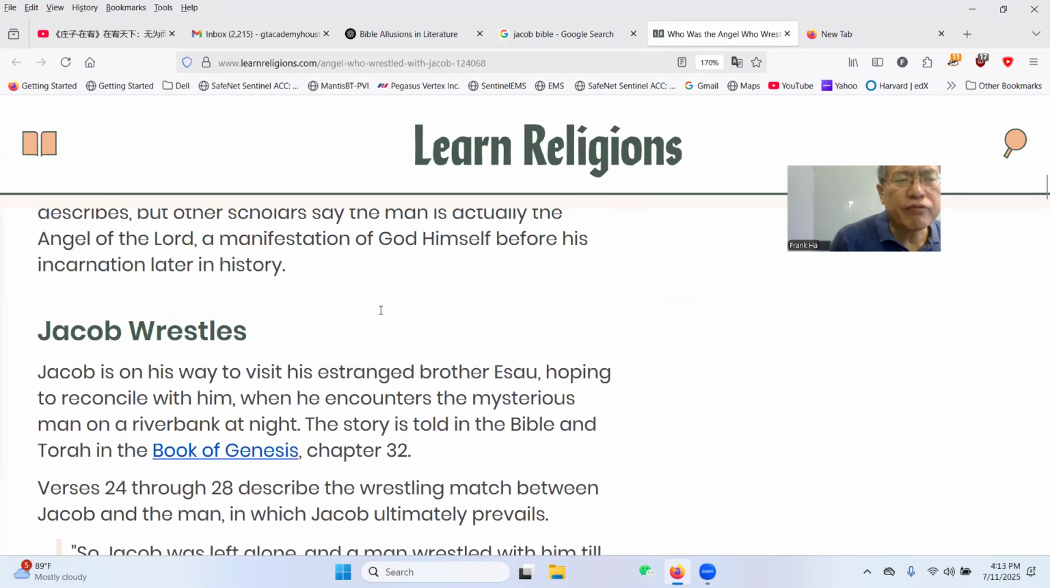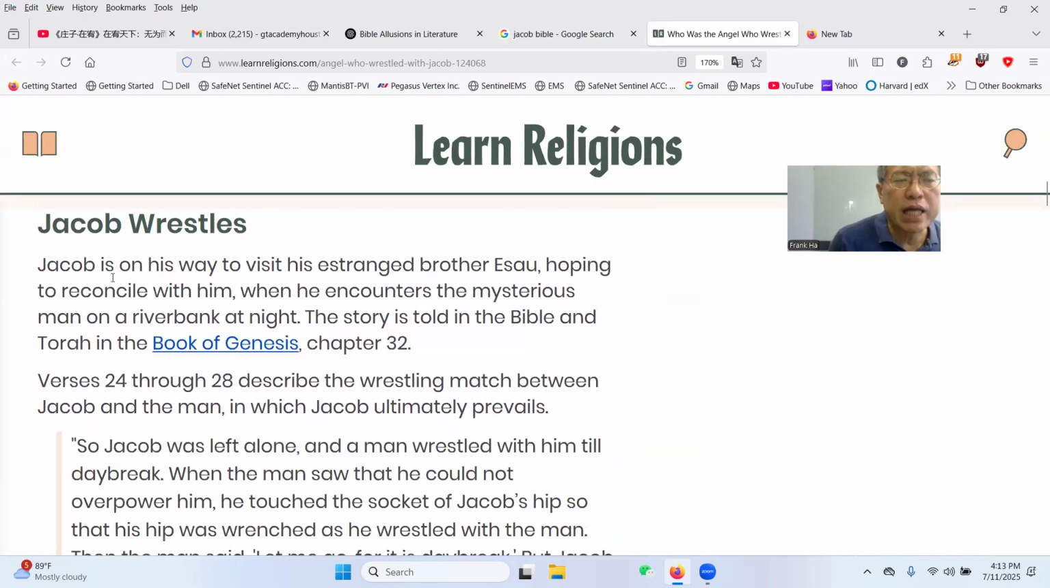Now, Daniel, you read for me one paragraph, and I want you to do research from Genesis. Go. Jacob is on his way to visit his estranged brother Esau, hoping to reconcile. Write down Esau, he's a big brother, and Jacob is a little brother, and he stole all his inheritance right from Esau.